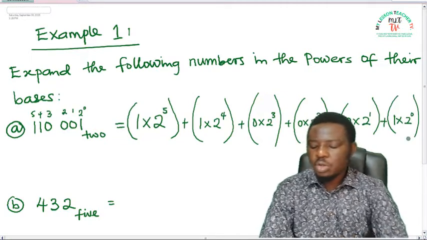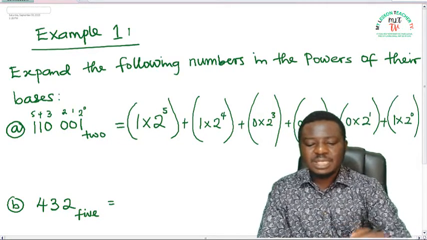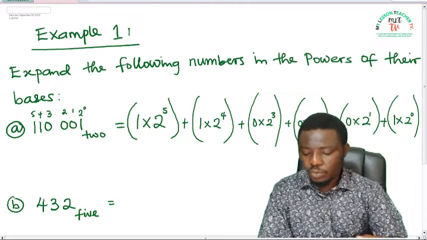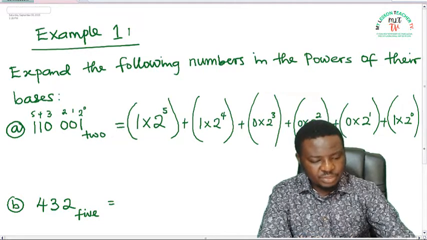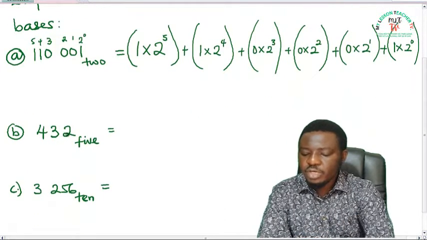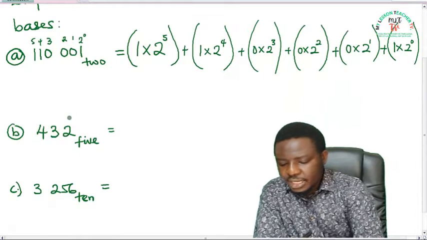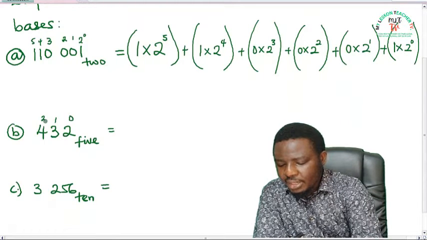So this is how this can be expressed in expanded form in its base. Remember, it's going to be the place value of the base. Example 2, 432 base 5. This is taking the place value of 0, 1, and 2.